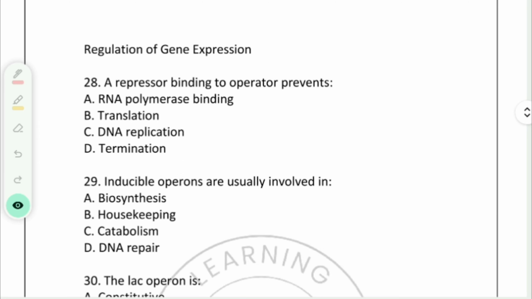Question number 28. A repressor binding to operator prevents. Options are A. RNA polymerase binding, B. translation, C. DNA replication, D. termination. So the correct answer for this question is option A, RNA polymerase binding.